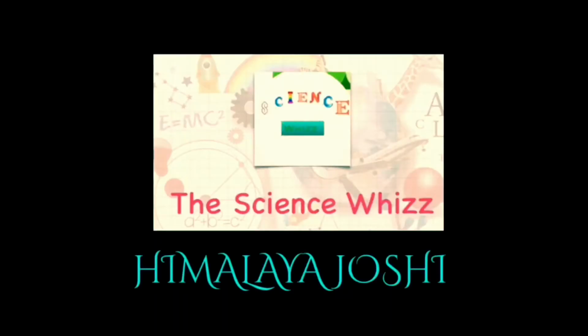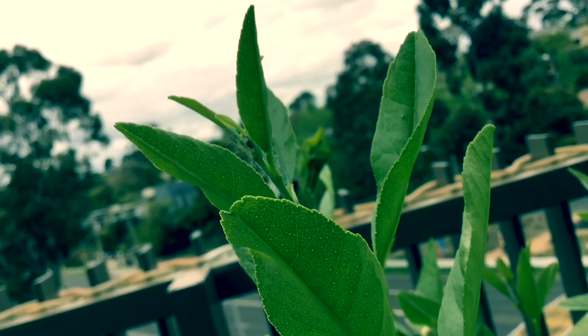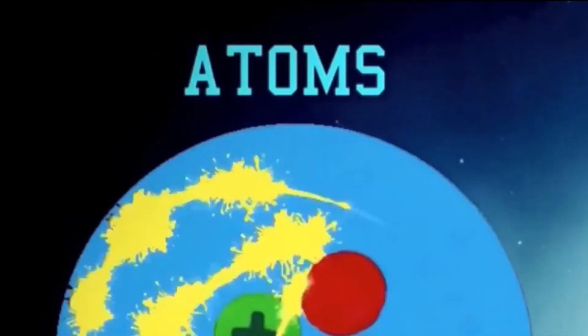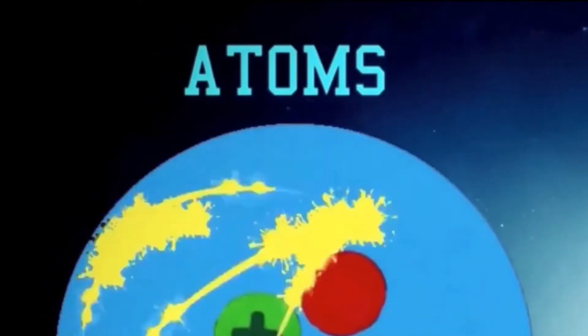What is something that is in everything? Something common between leaves, clouds, you, and me. Yes, my friends. Something that is common between everything. Atoms, you might say. Everything's made of atoms. But then, there are different types of atoms, aren't there?